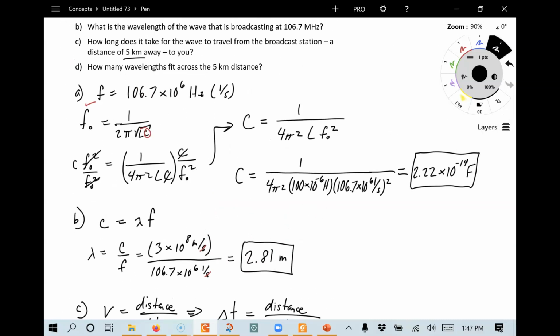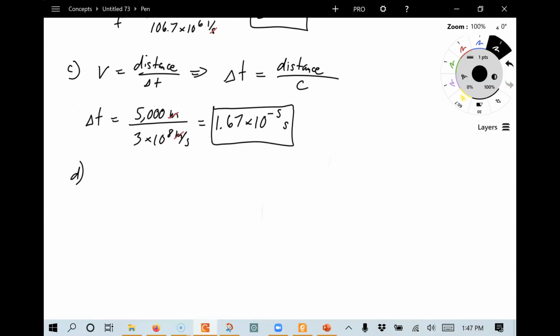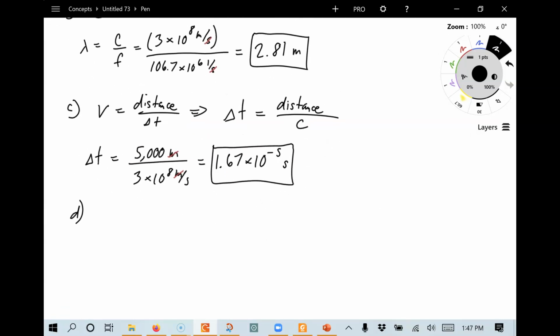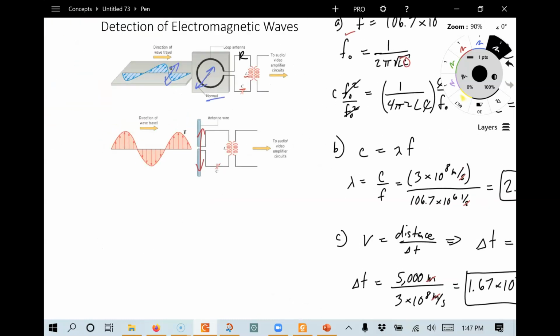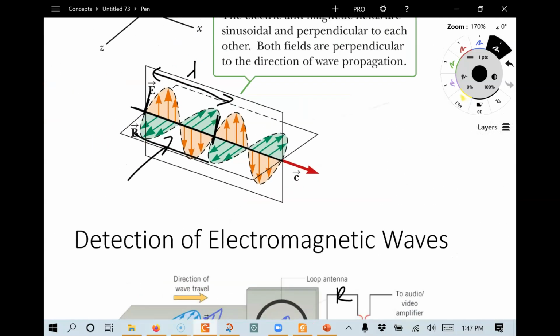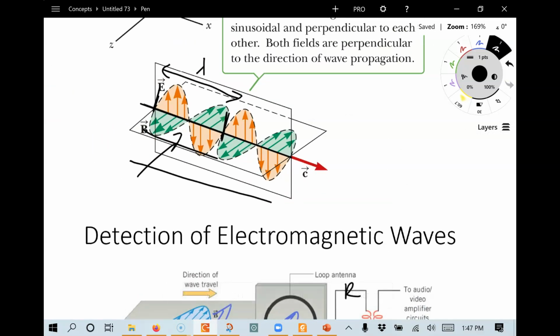And finally, for part D, how many wavelengths will fit across the 5 kilometer distance? Well, in this case, we know what the wavelength is from part B. One wavelength is equal to 2.81 meters. How far is that going to stretch? Like, for example, in this picture, here's a distance of 2 wavelengths. That's 2.8 meters, about 5.6 meters or something.